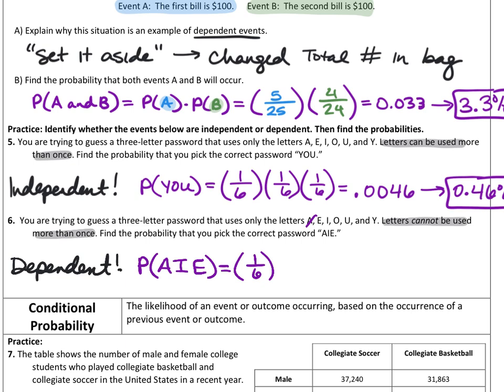We want to pick the I. Out of the remaining letters, how many I's are there? 1, but out of how many total? 5, because we got rid of the A. We cross off the I.